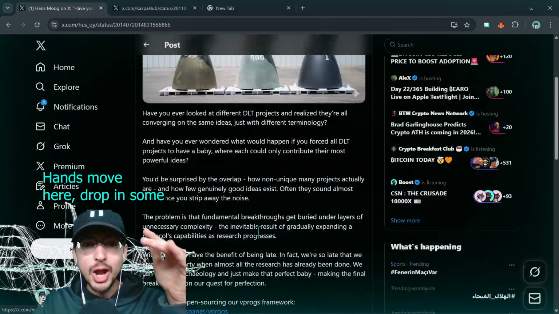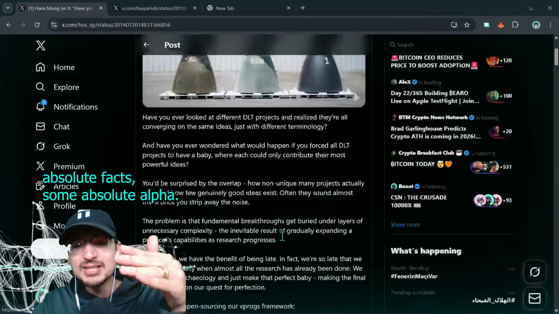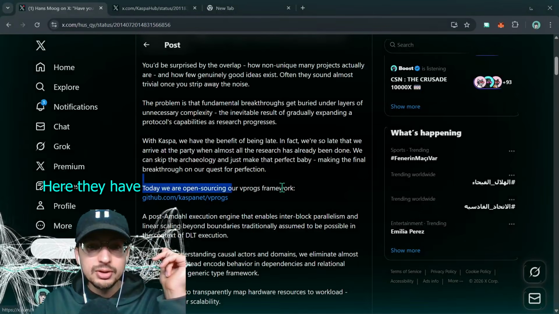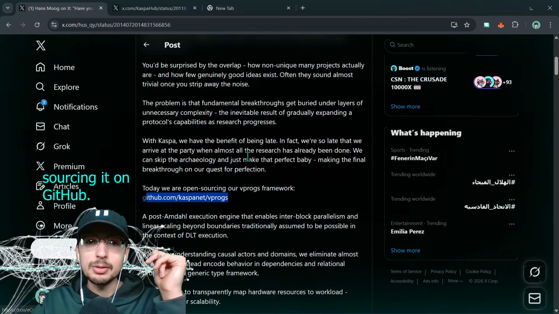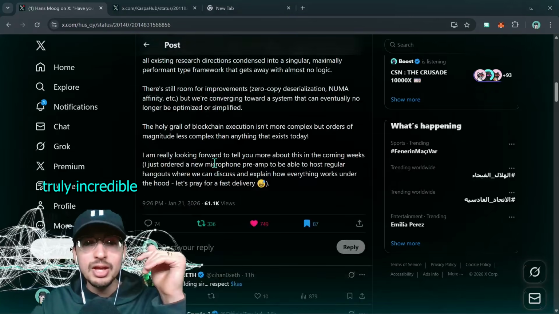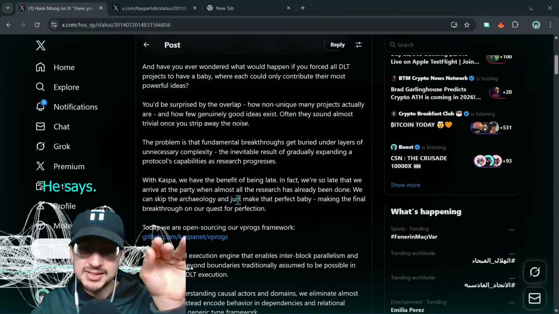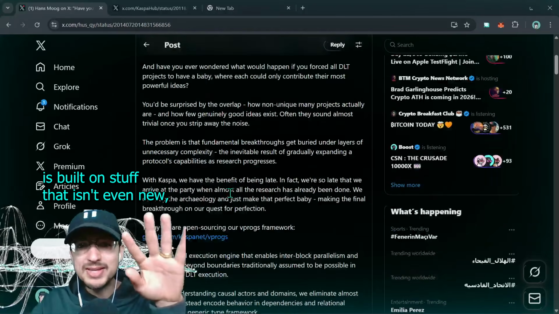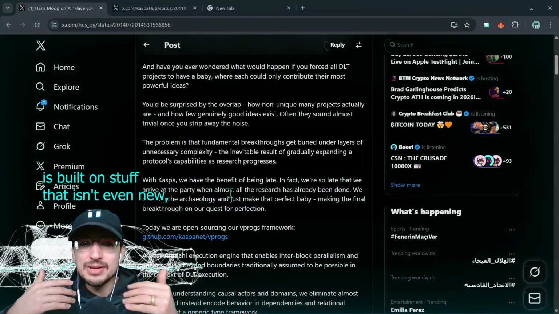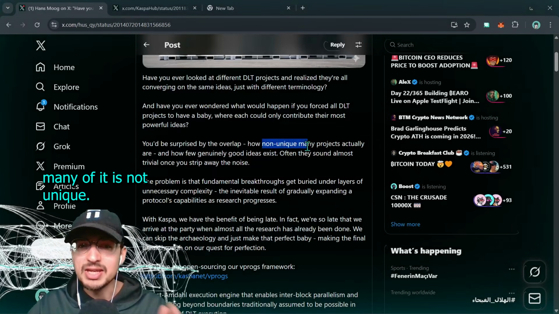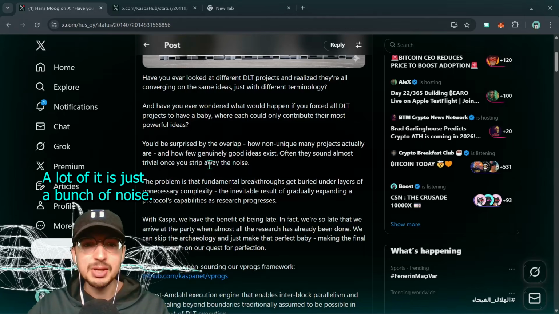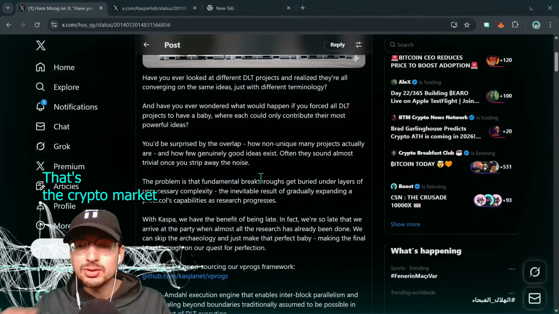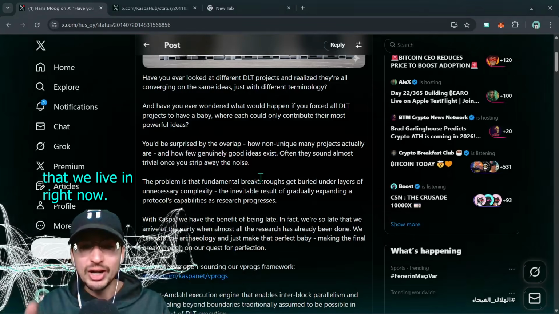Hans Moog here dropping some absolute facts, some absolute alpha. Here they have the whole VProgs framework, open sourcing it on GitHub. This is just truly incredible. Let me break down just some of my favorite lines. He says, a lot of existing crypto is built on stuff that isn't even new. Many of it is not unique. Just few genuinely good ideas exist. A lot of it is just a bunch of noise. That's the crypto market that we live in right now.